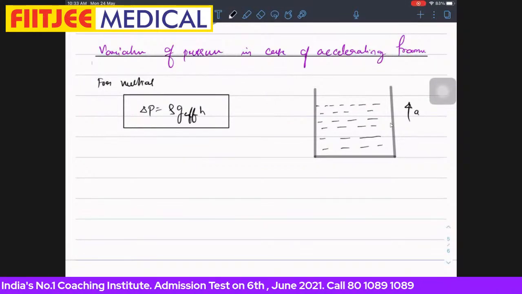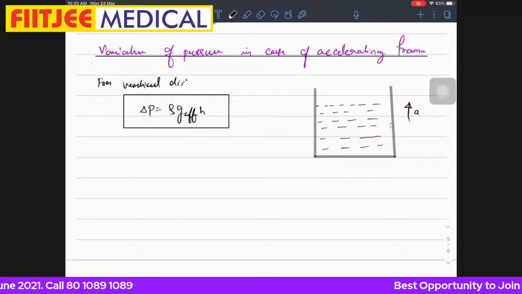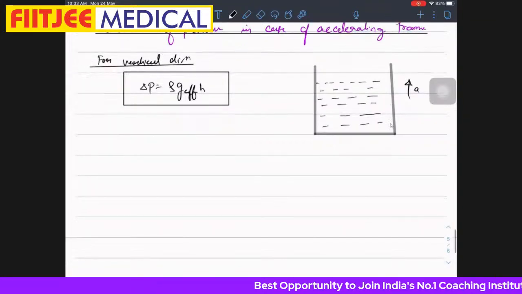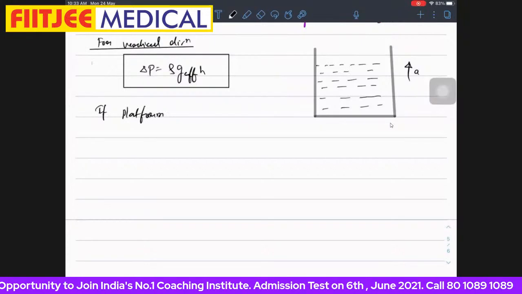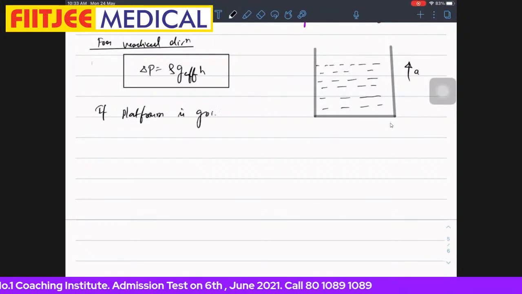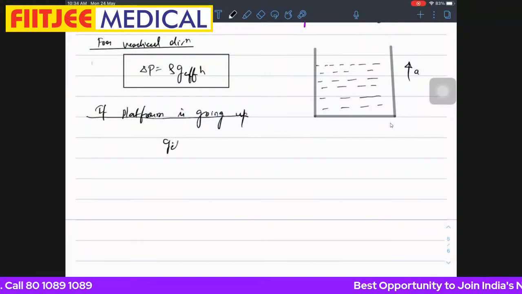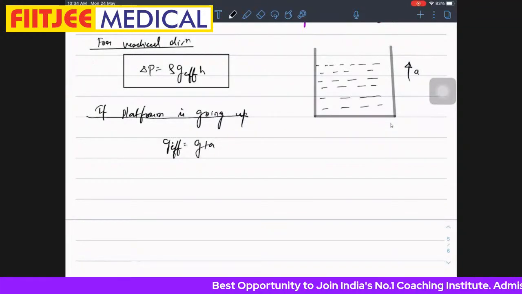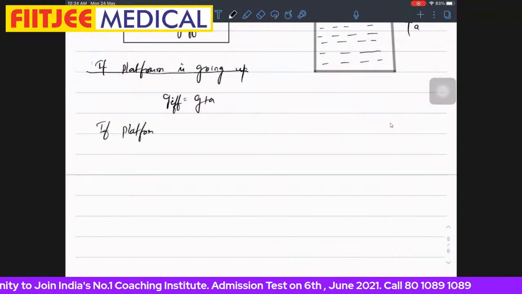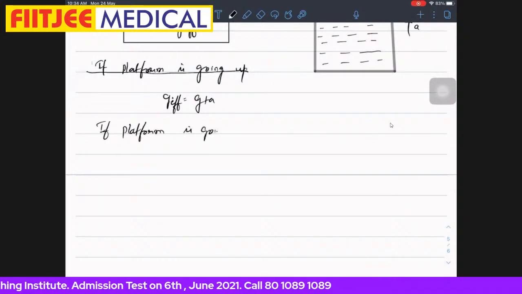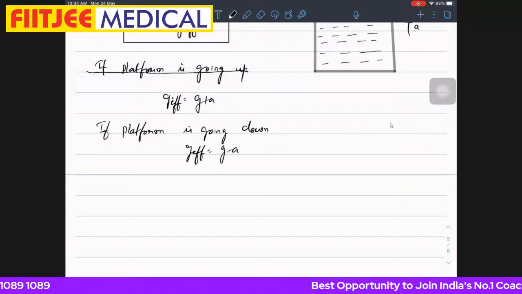for vertical direction. Now see here, if the platform is going up, then g effective will be equal to g plus A. If the platform is going down, g effective will become g minus A.